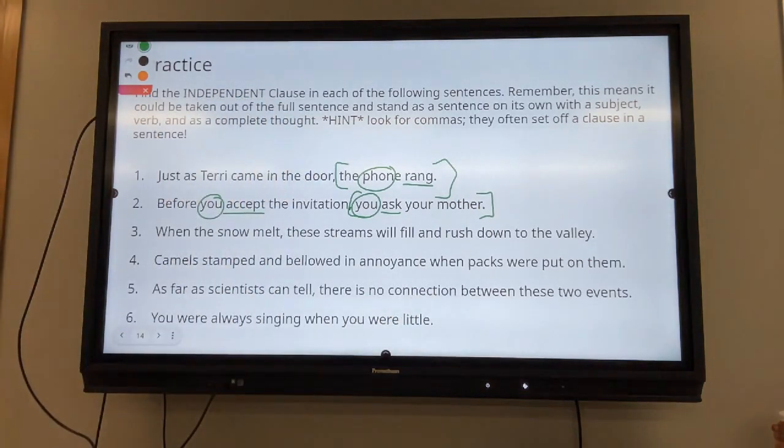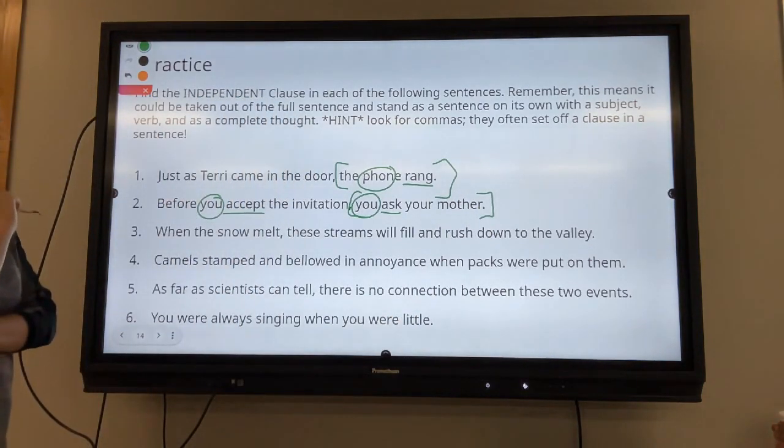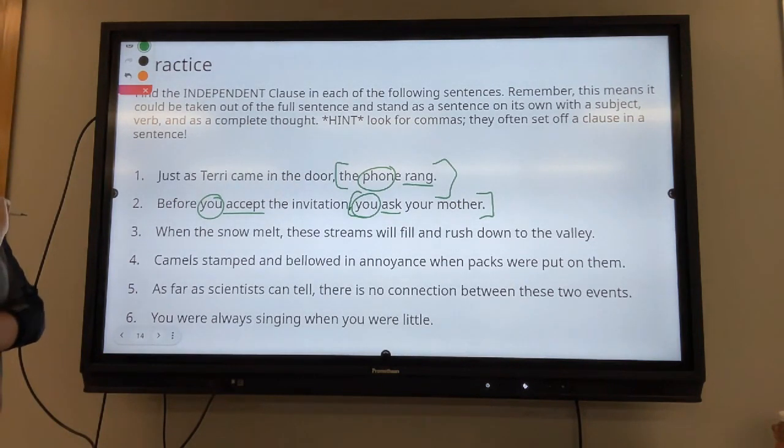Look at number 3. When the snow melts, these streams will fill and rush down to the valley. Once again, we have 2 different phrases in here, but which one is independent? Which one has a subject, a verb, and a complete thought? I'm going to give you a moment to look at it and think.